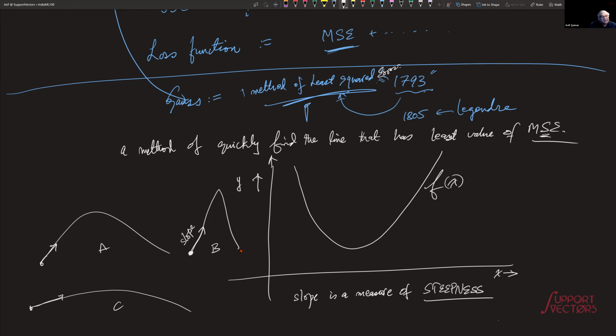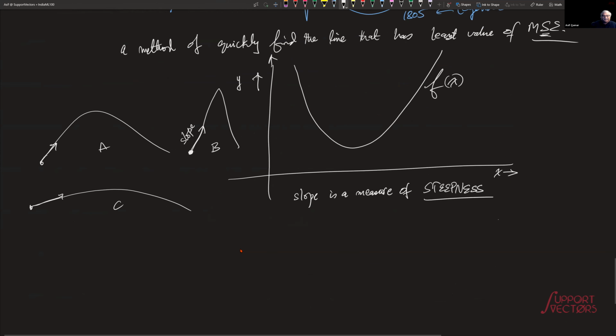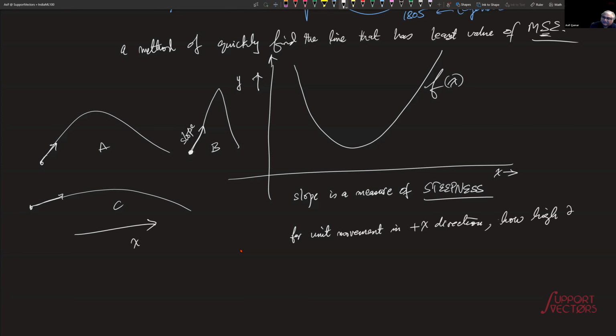So slope is just a measure. If you quantify in some number how steep a hill is, that number is called the slope, right? And it is very easy to quantify. The quantification is how much you rise for unit movement in the positive x direction. So positive x direction is this direction. So suppose you make a 1 unit step, right? How high did you go? So let us agree that a unit step is this much.